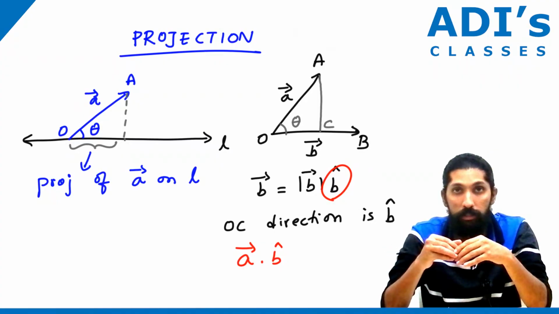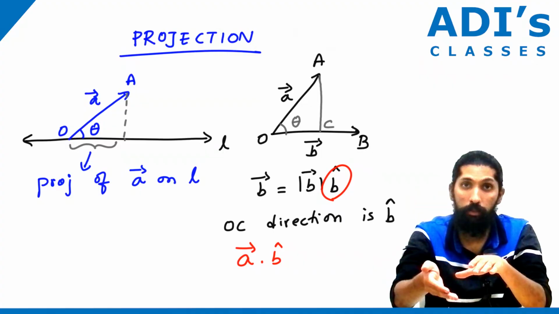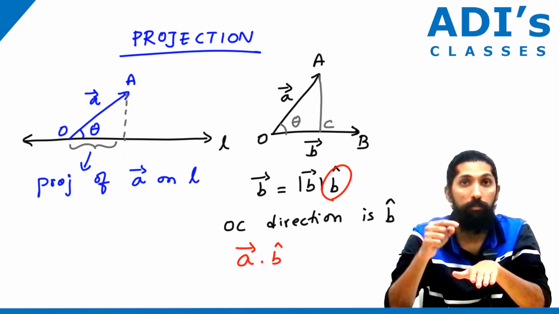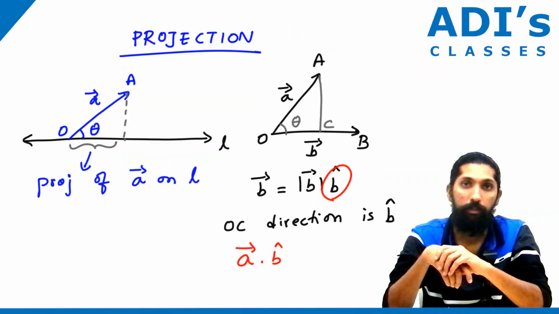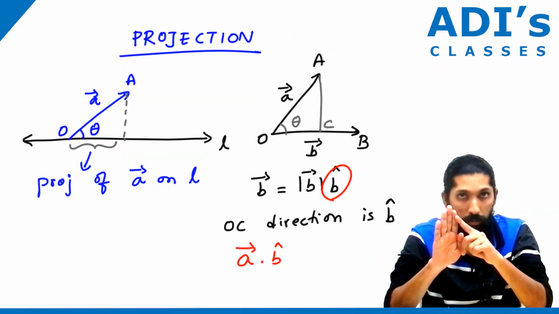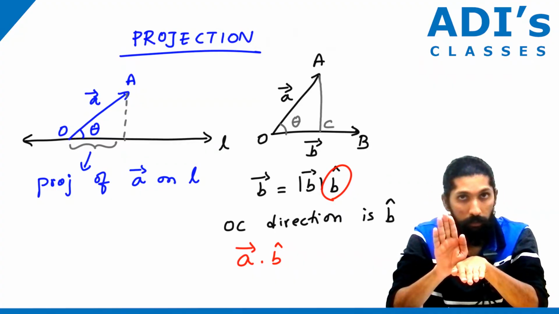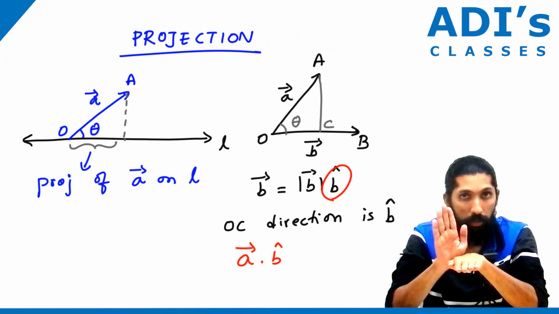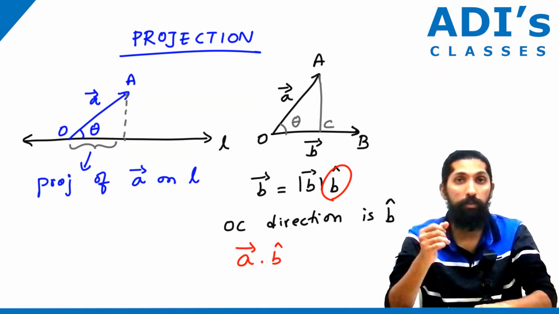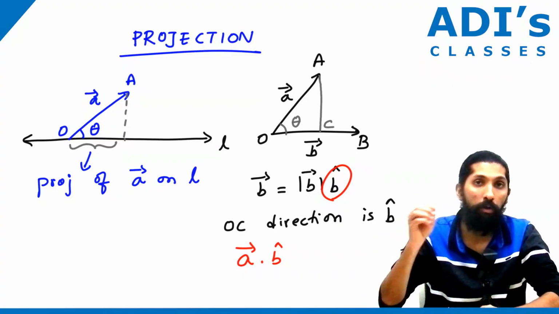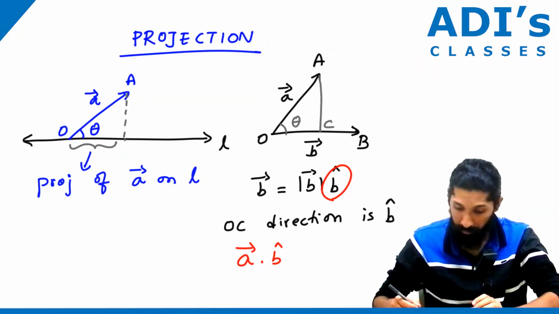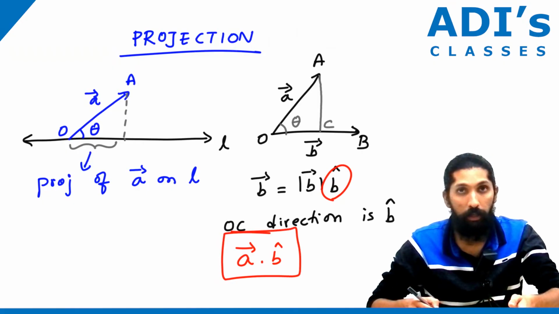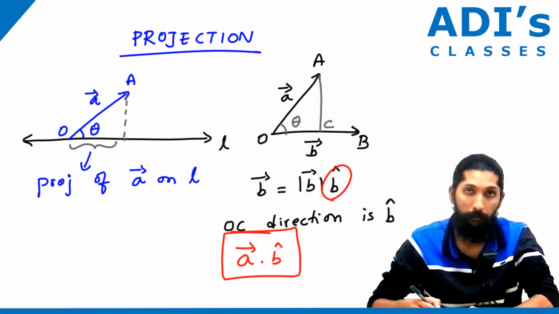So, what is the projection of you on the ground? It is the vector that is you, dot the direction in which the shadow is going. So, vector A dot B cap. That gives you the projection of A on B. So, this particular formula gives us the projection of vector A on vector B.